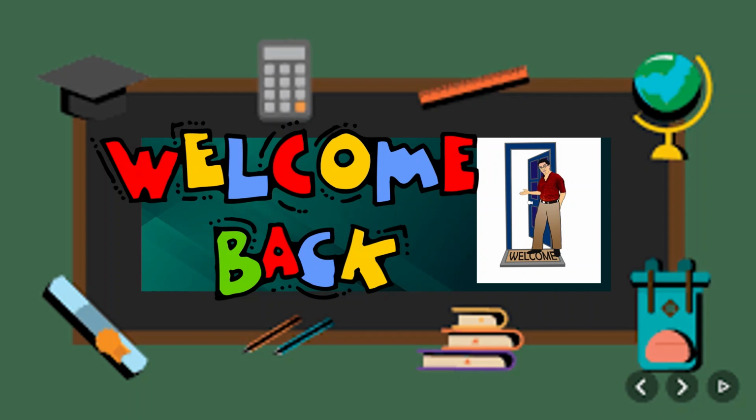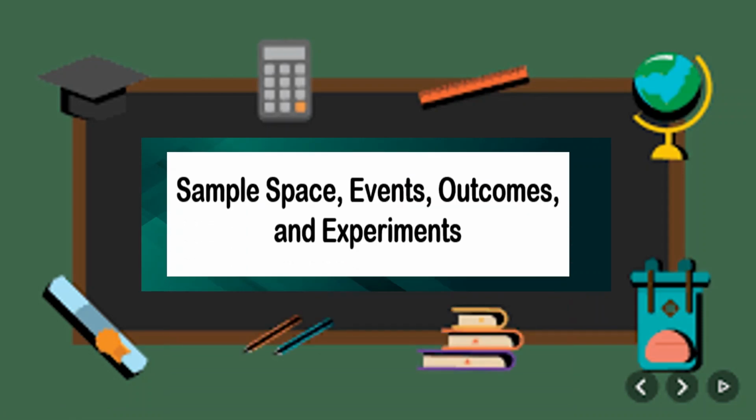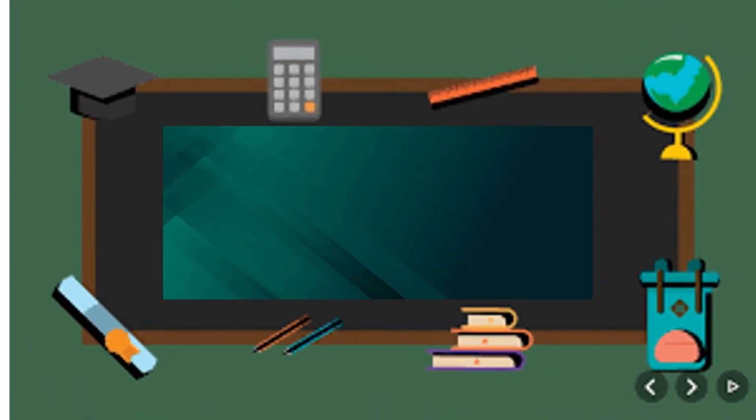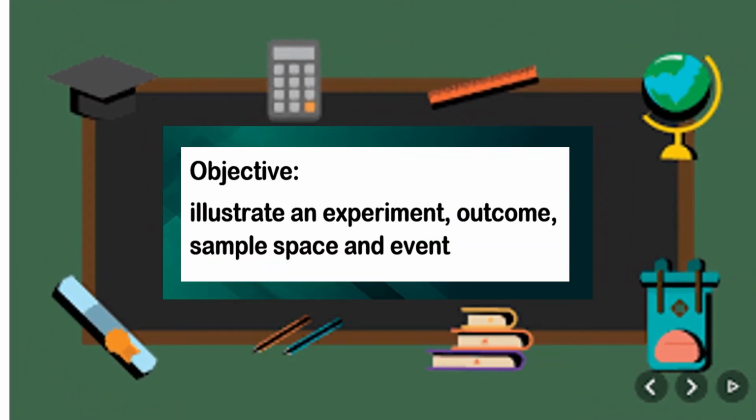In this video, we will learn a few of the fundamentals in probability. So we are not going to waste time. Let us discuss the topic. We have here sample space, events, outcomes, and experiments. We are going to take it one by one. But before anything else, of course, we have to define them. Before that, let's know our objective. Our objective is very simple. It's just to illustrate an experiment, an outcome, sample space, and event, so you will understand. Just a very simple example. We'll use this one later on.